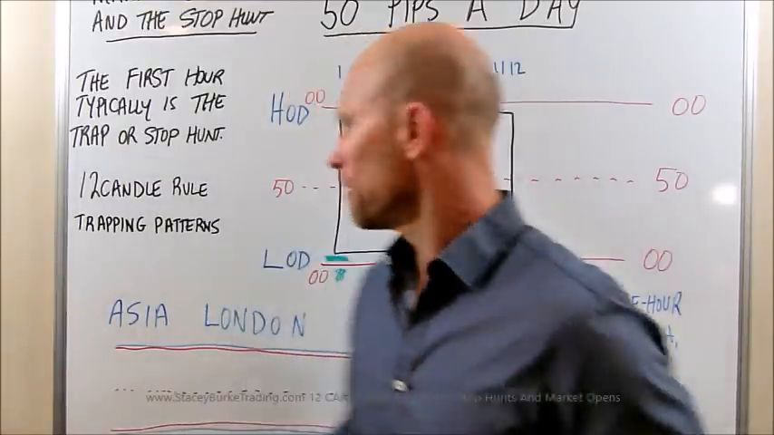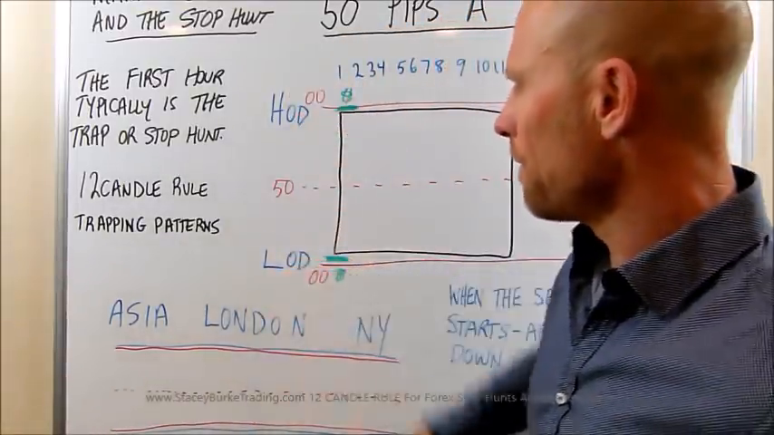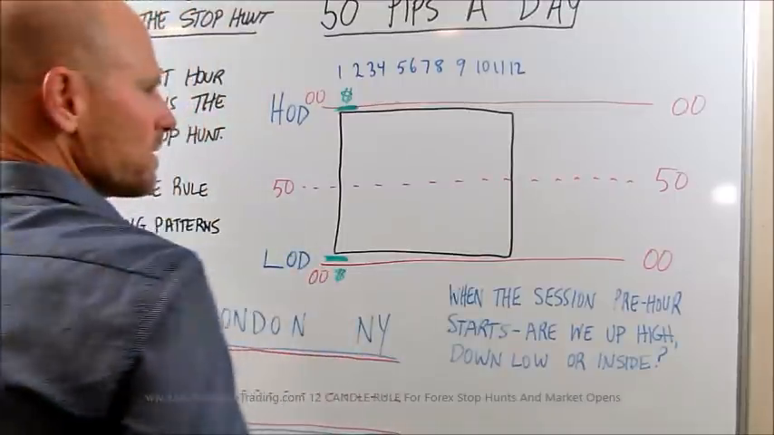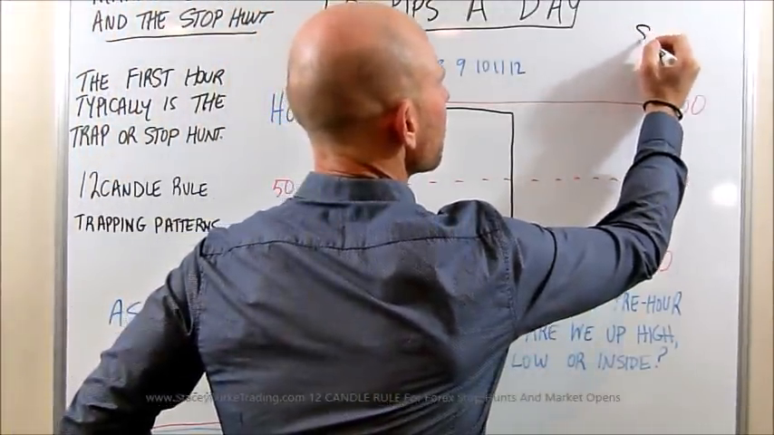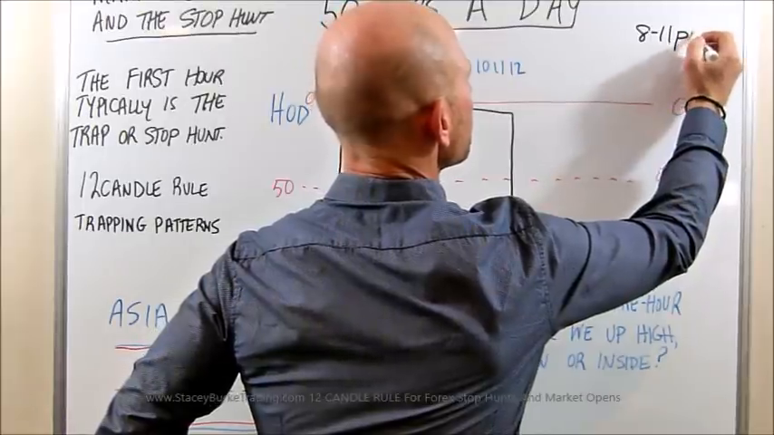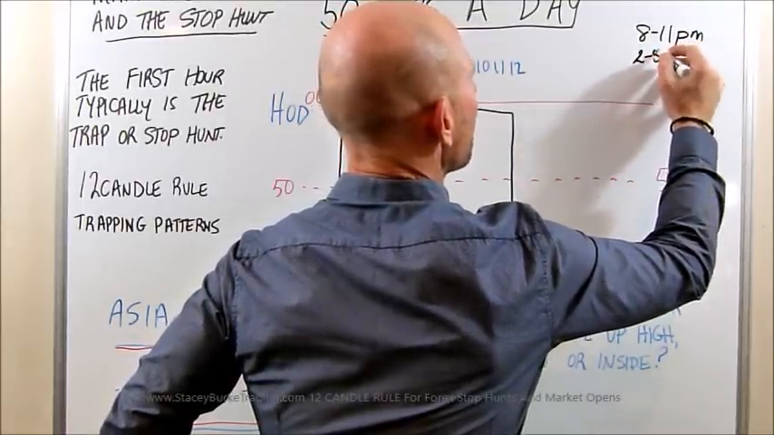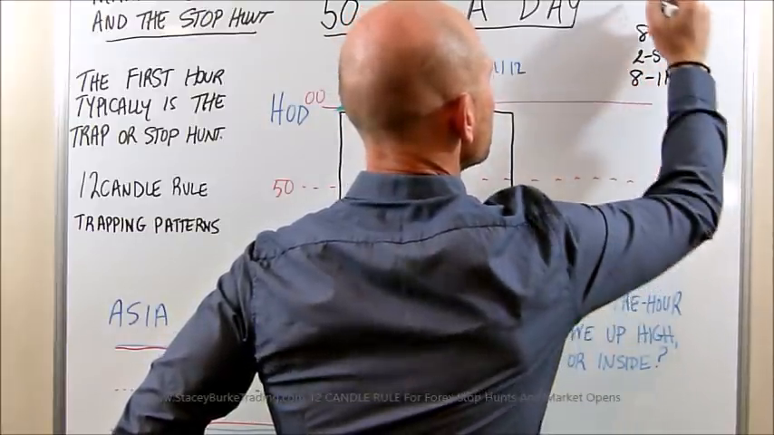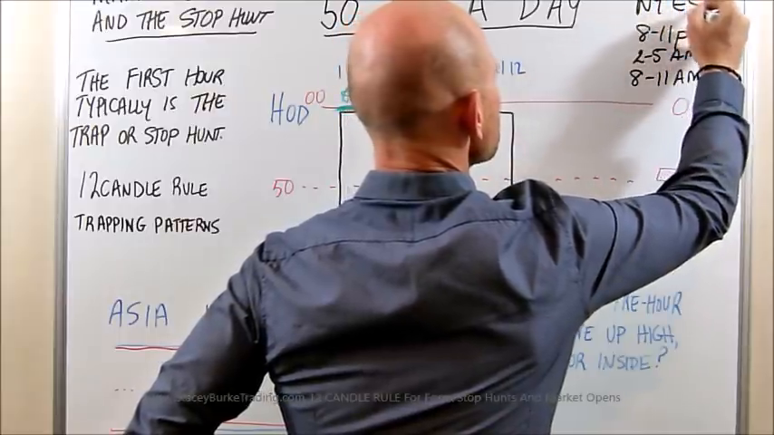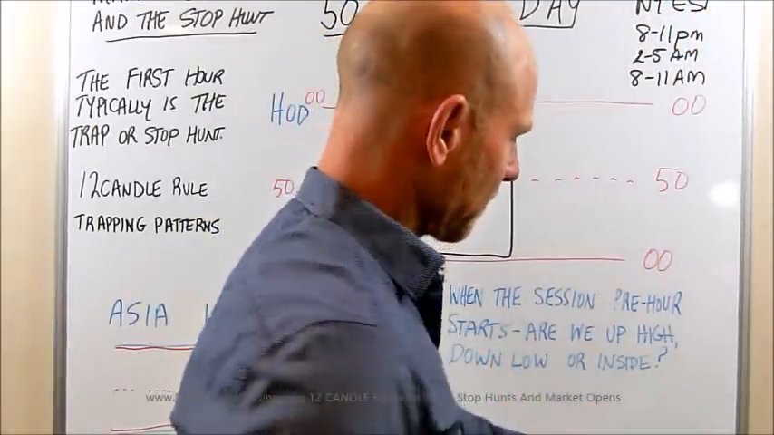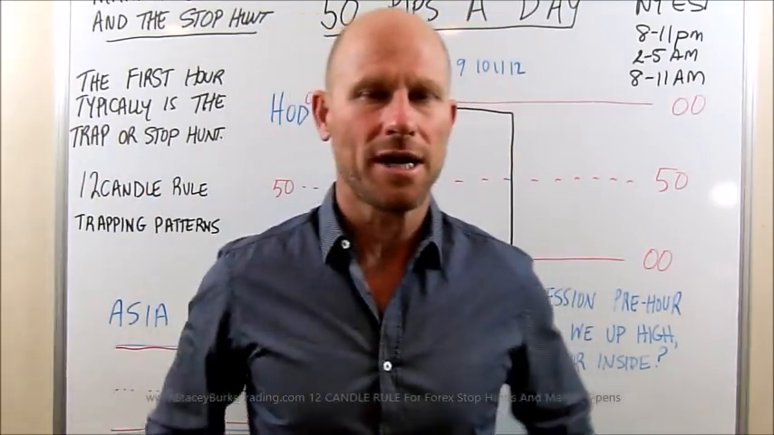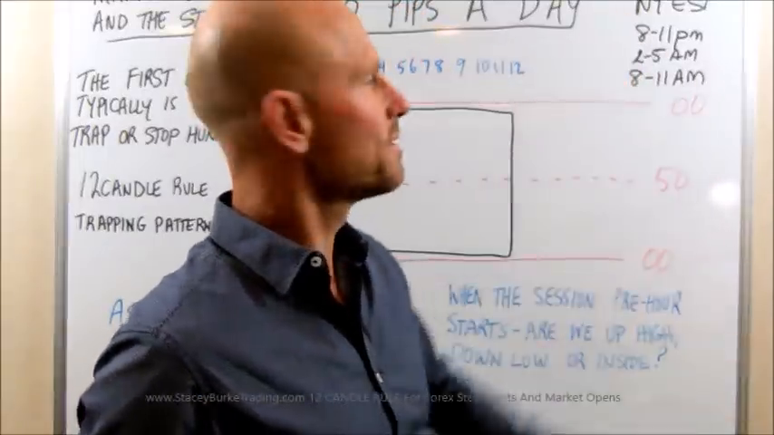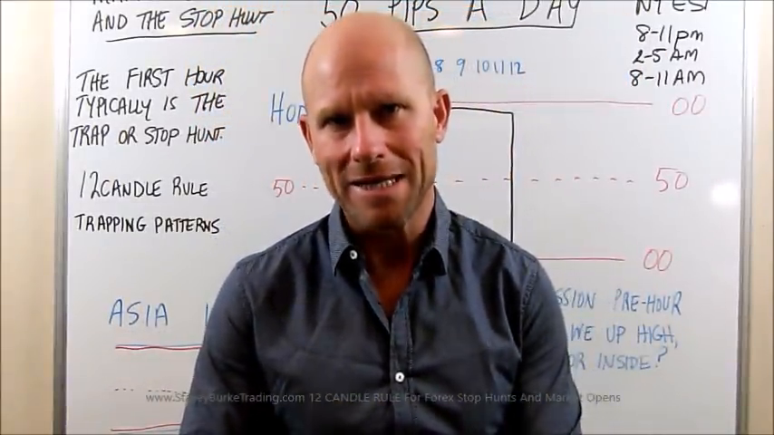Now again, we talk about the high of the day and the low of the day. We talk about timings. I've been very specific about the timings, and I'll write these again. 8 to 11 p.m., 2 to 5 a.m., and 8 to 11 a.m., New York Eastern Standard Time. It doesn't matter what charting package you have. It doesn't matter where you're located on the globe. These are the times. That's the 12 candle window for each session.